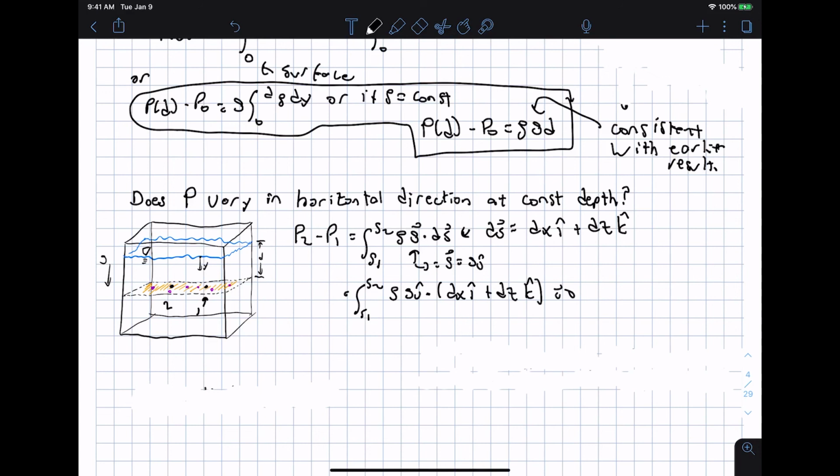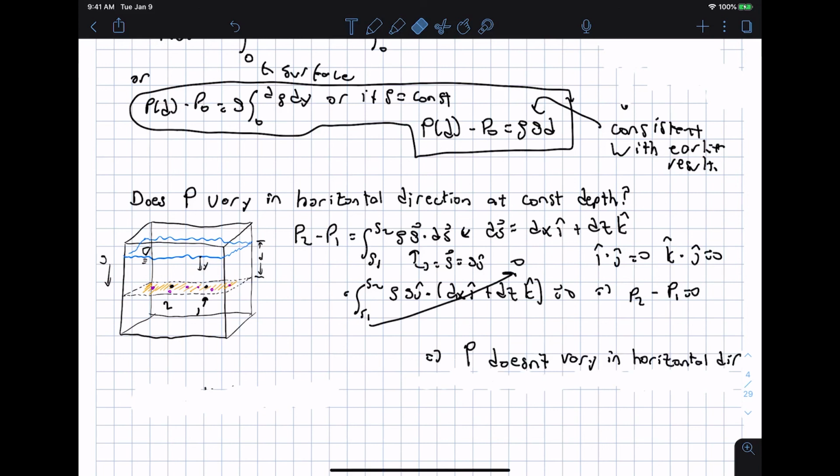which is equal to 0. The reason is that i hat dot j hat and k hat dot j hat are both equal to 0. So the integrand is 0, which implies that P2 minus P1 equals 0. This result implies that pressure does not vary in the horizontal direction. That is, the pressure is the same here as it is over here, as it is over here.